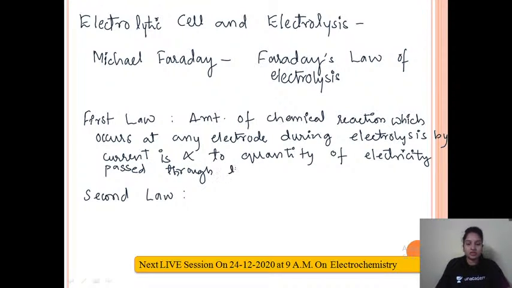Through the electrolyte. Now what is it meaning? How much electricity you are passing, that much chemical reaction will occur at any particular electrode. That is the meaning of this particular law. Right? So what is the first law? The first law states that at any particular electrode, depending on the quantity of electricity that you pass, that particular reaction will occur.